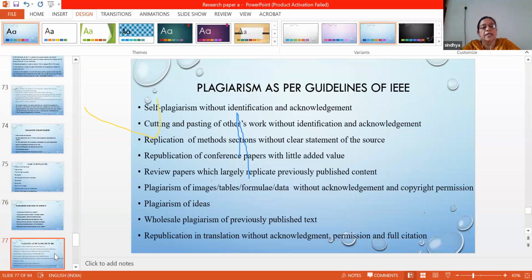As per IEA guidelines, these are the plagiarism: self-plagiarism without identification and acknowledgement.